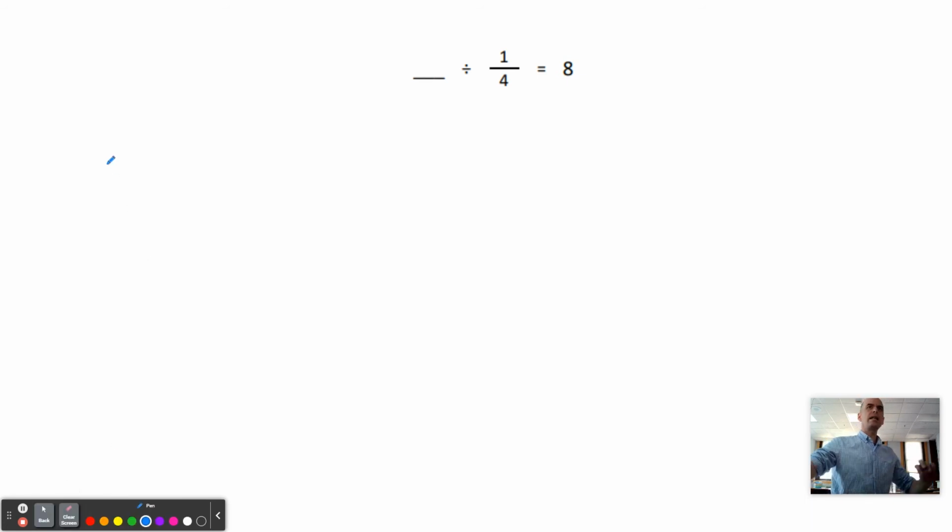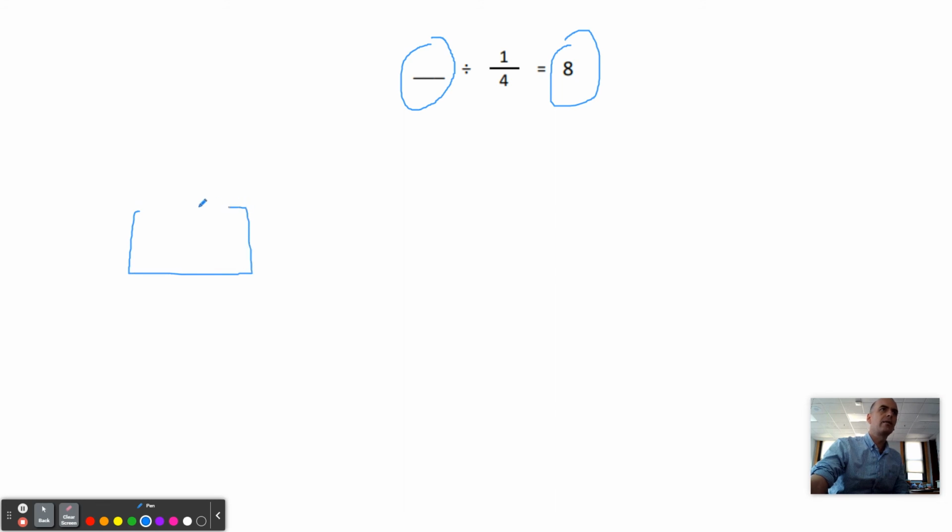If I have blank divided by 1/4 and it equals 8, what is it? Now, you should notice that anytime we have a whole number as the first number being divided, we get another whole number. But anytime we're dividing a fraction, we get a fraction. So if my answer is 8, I think this has to be a whole number. So what would I have to get 8 new parts?